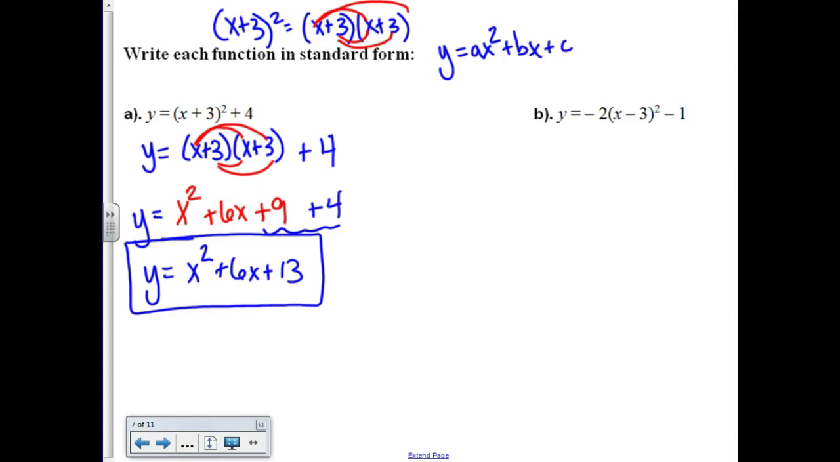All right, let's try one more. This one's a little more complicated. So, y equals negative 2 times (x minus 3) times another (x minus 3). That's what squared means. And then there's a little weird minus 1 off to the side.